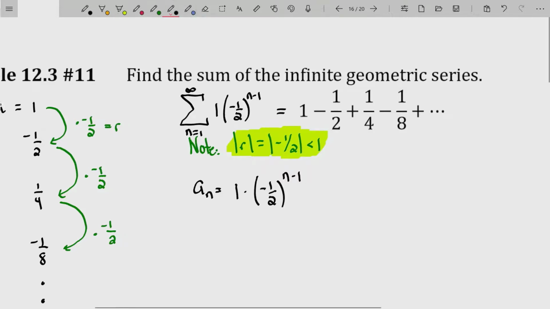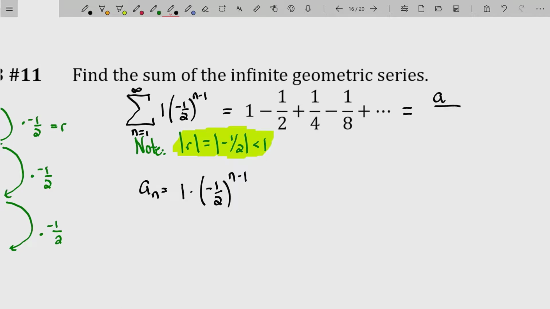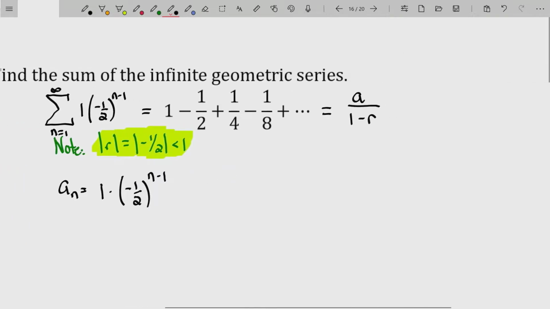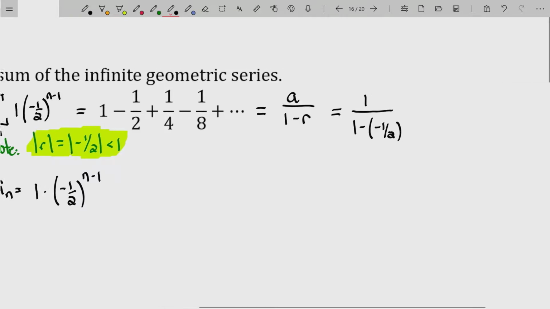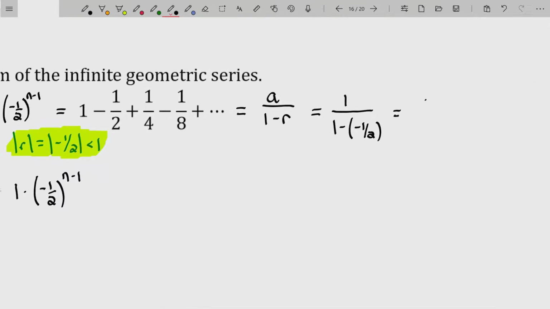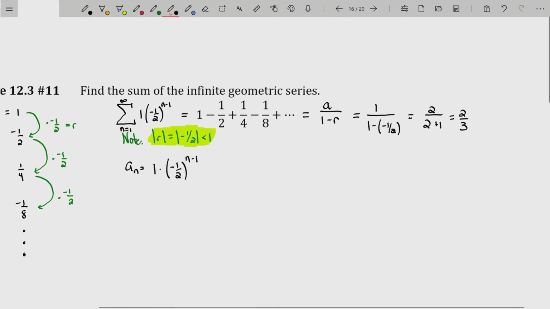It will converge to a over 1 minus r. A in this case is 1. That was our initial value. 1 minus, and the r is negative 1/2. Multiply top and bottom by 2, and you'll get 2 over 2 plus 1, because of negative negative, and that'll be 2/3. So if you add this series of numbers up forever and ever, it will eventually converge to 2/3. It's a convergent geometric series is what we would call that.